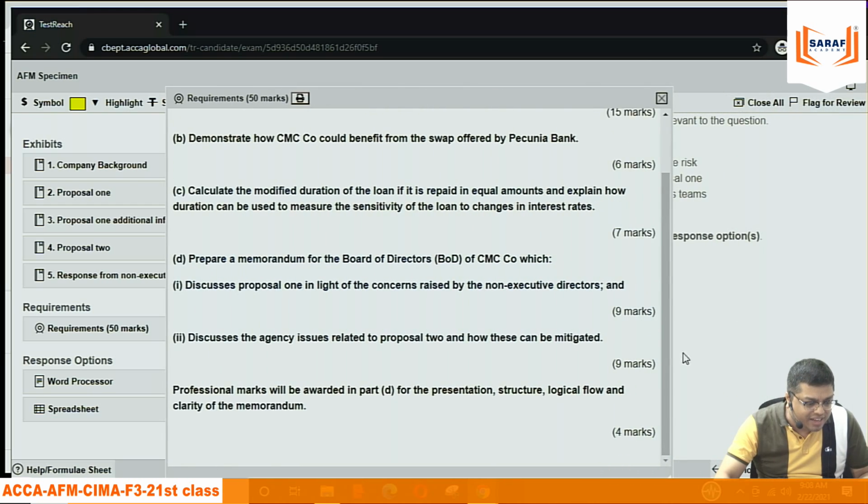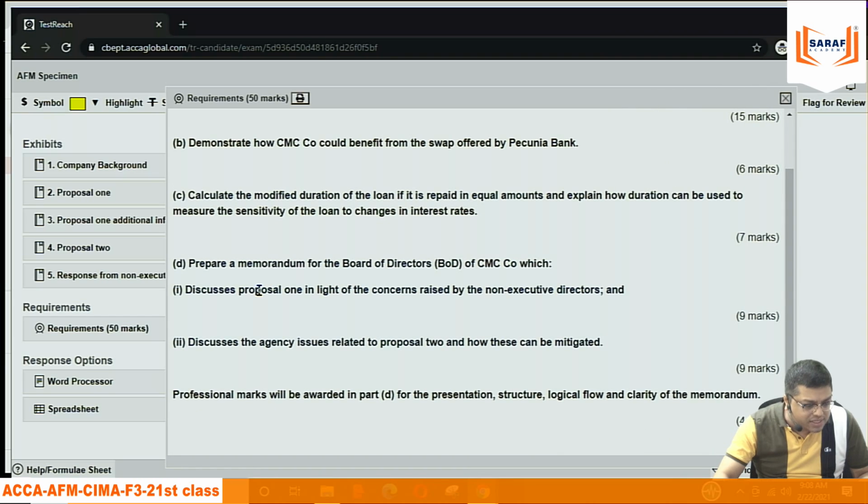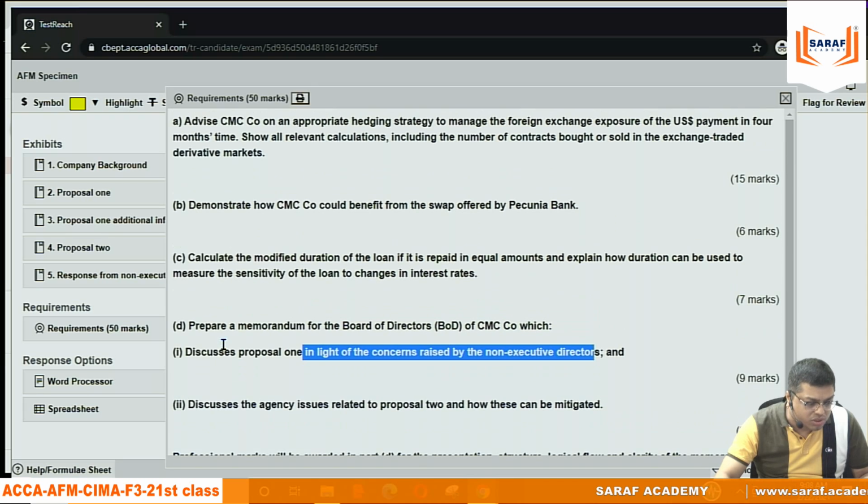Okay, one second, let me just get a feel for what the question is. Here they are saying one of the non-executive directors has a concern, and agency issues related to proposal 2. So there are 2 proposals most probably. Discuss proposal 1 in the light of concern raised by non-executive directors and discuss the agency issues related to proposal 2 and how these can be mitigated.